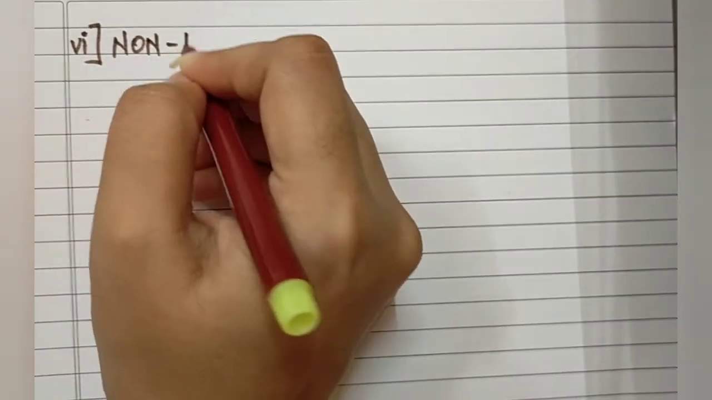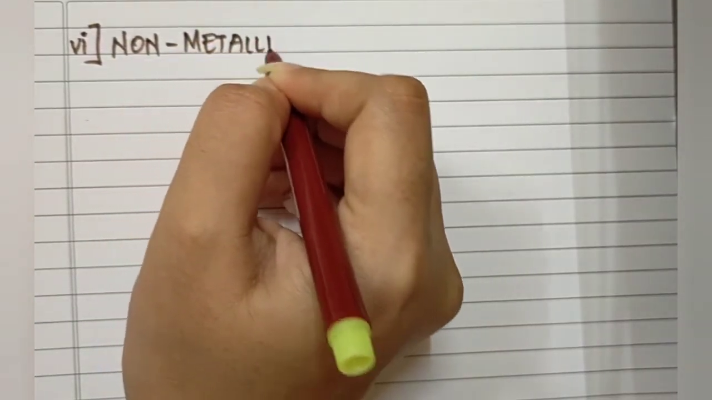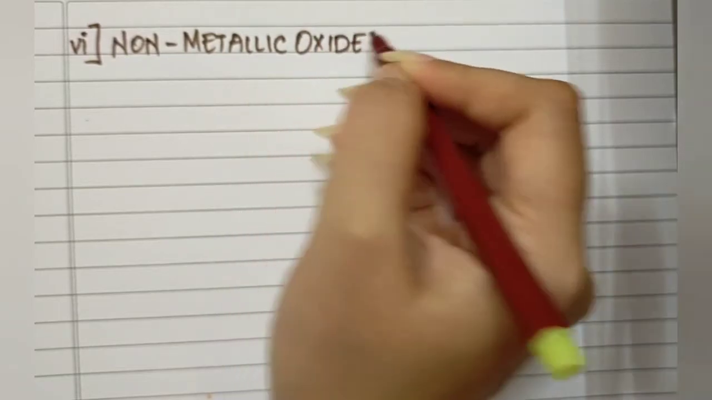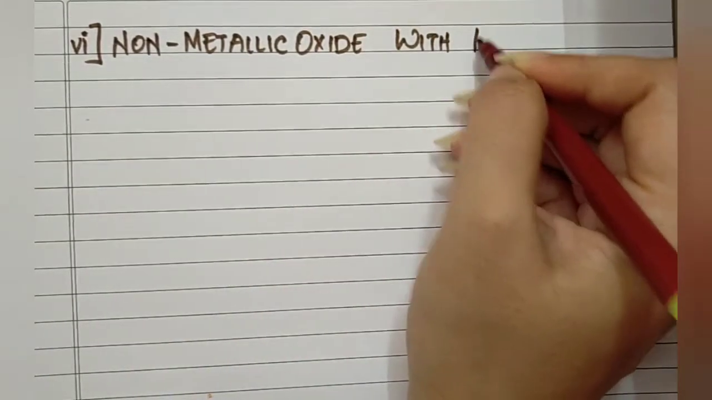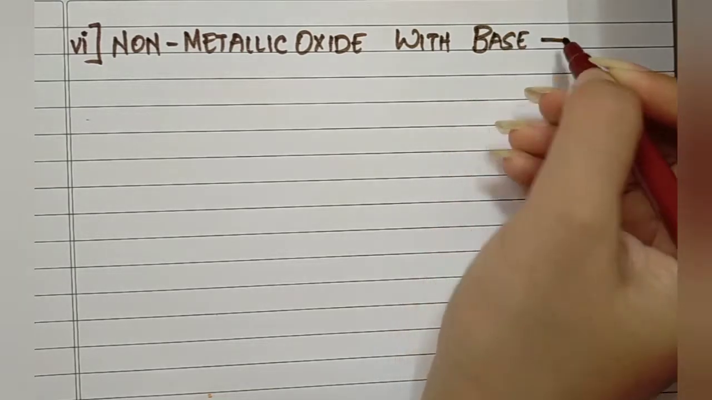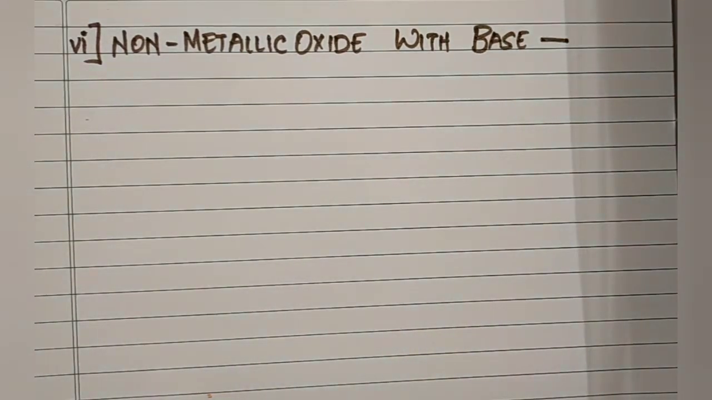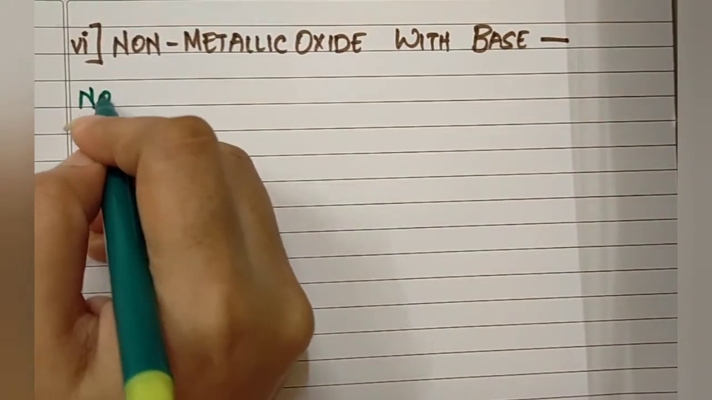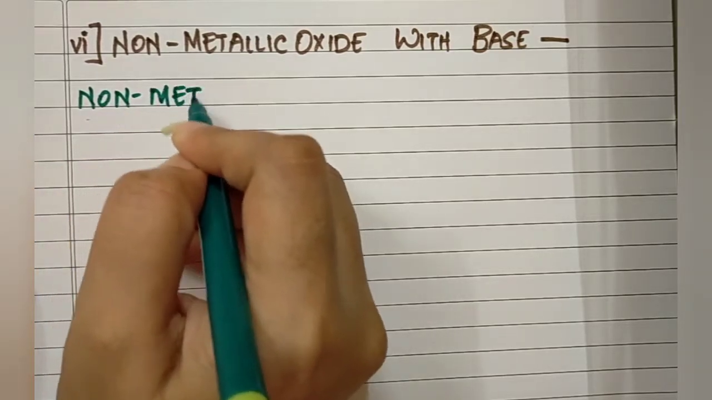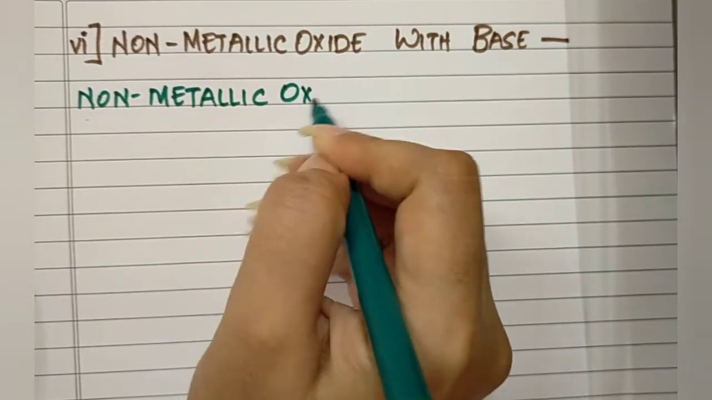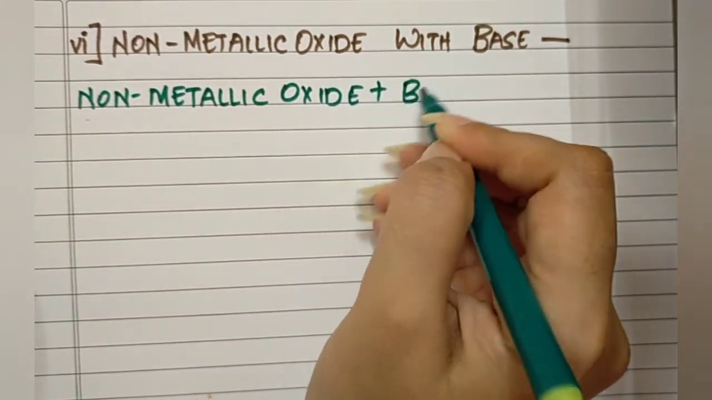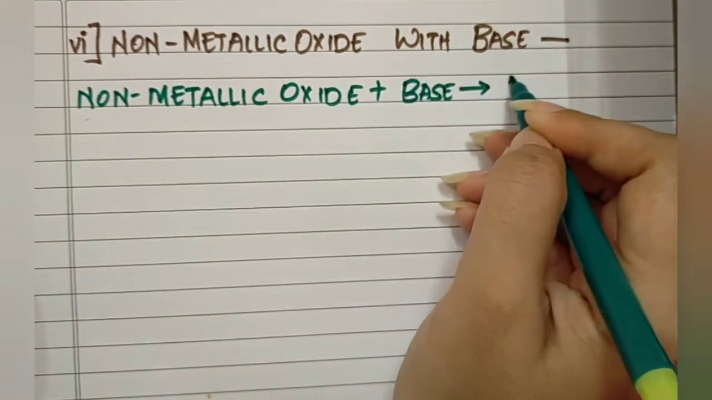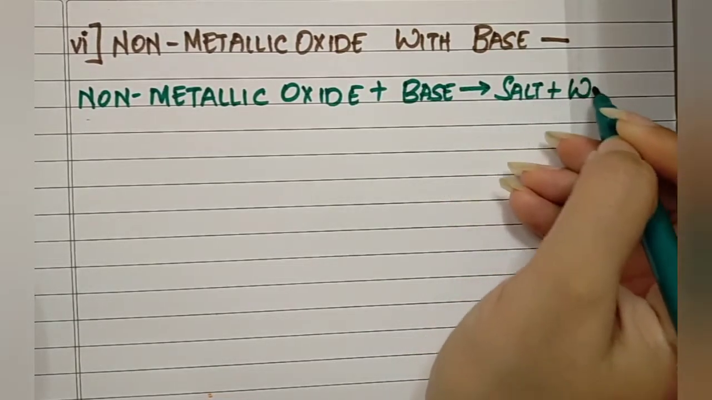Students, now we will be studying the sixth chemical property, that is the reaction of non-metallic oxide with a base. Okay, so for that, let us write down the general equation. So students, non-metallic oxides react with base to form salt and water.